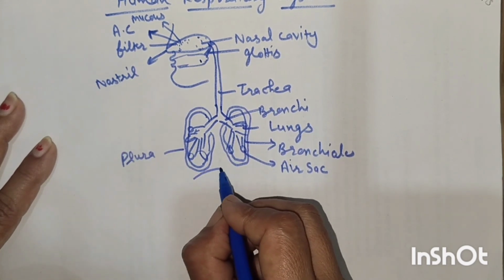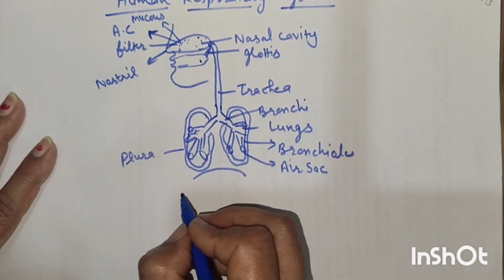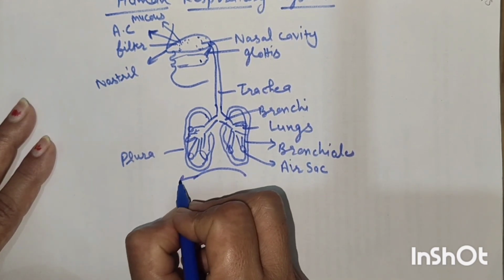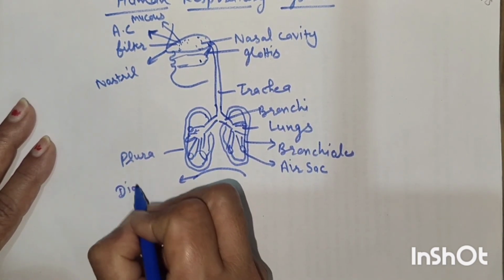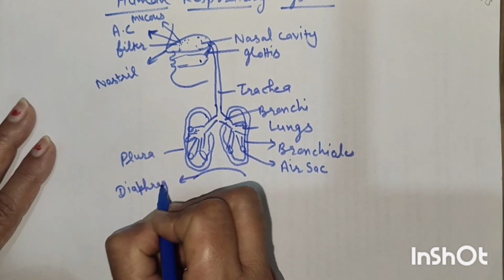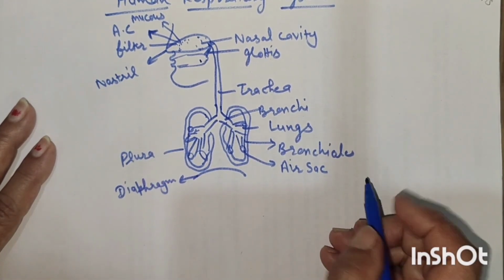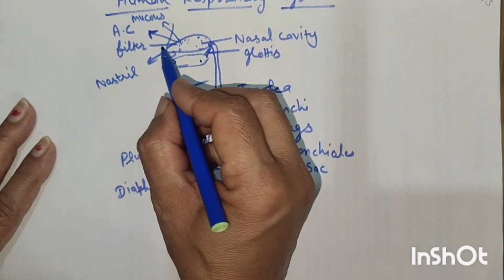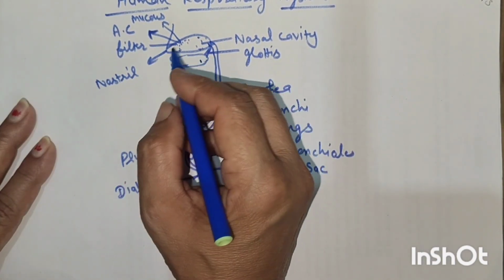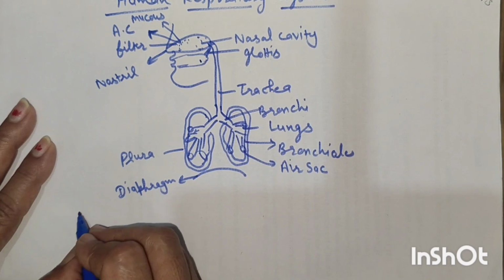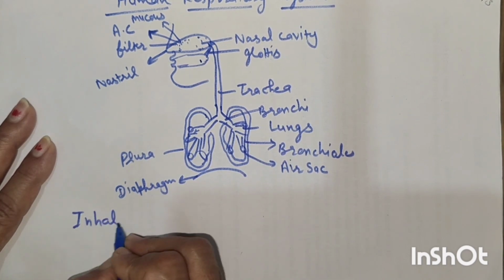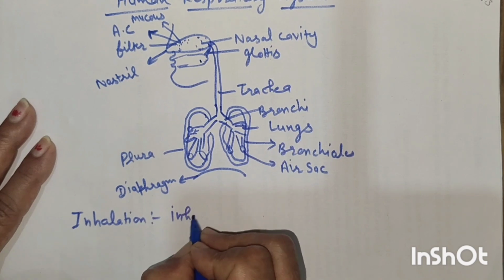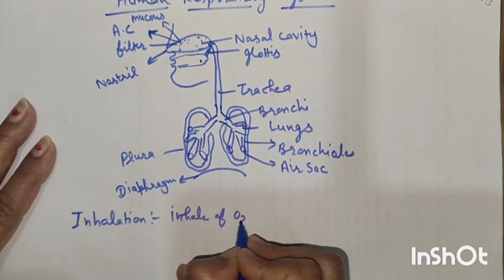Here is another membrane that separates the stomach and thoracic region, that is the diaphragm. Now, when we inhale air, that process is called inhalation. Inhalation means inhale of O2 or oxygen.